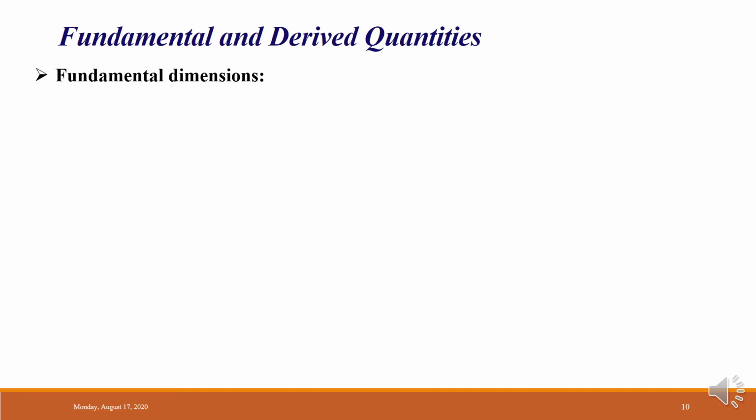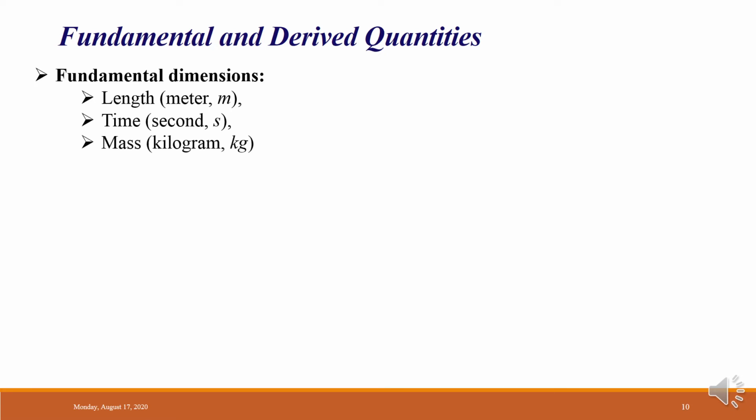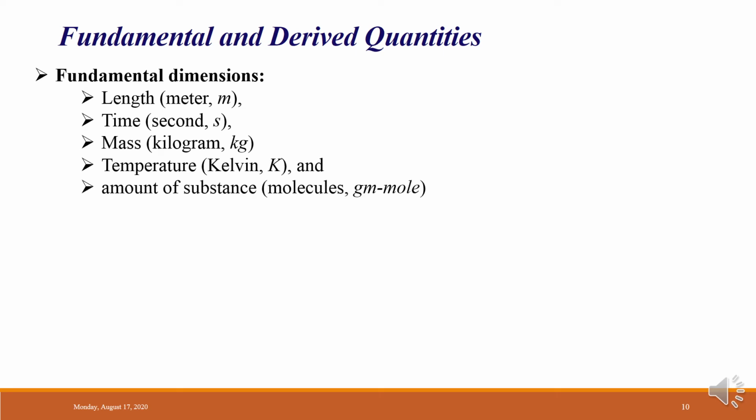With this, we will start again with fundamental and derived quantities. Fundamental dimensions you must already have studied in an earlier course. That is length, which is measured in meter. Basic other units are also available there. Time is in second. Mass is in kilogram. Temperature is in Kelvin, and amount of substance is in gram mole. So these are the fundamental dimensions.